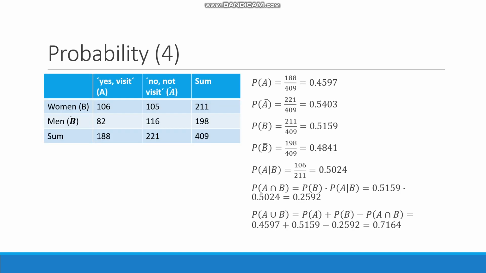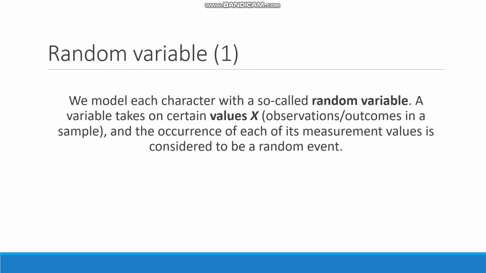So let us take the events A and B from our example and implement the formulas given above for addition theorem and for multiplication theorem. First, we count the probability of being a woman and having a positive attitude to visiting a psychotherapist. Secondly, we count the probability of being either a woman or having a positive attitude to visiting a psychotherapist.